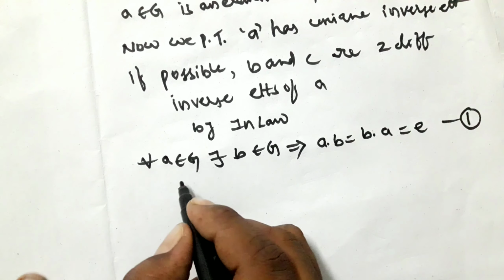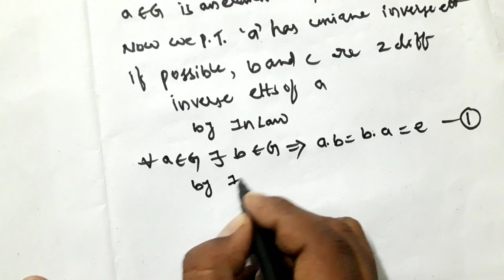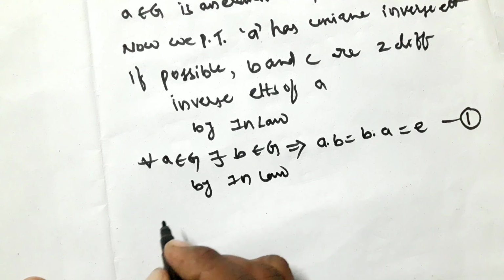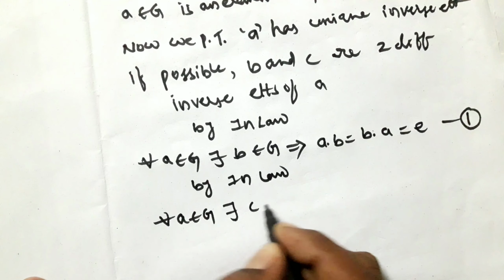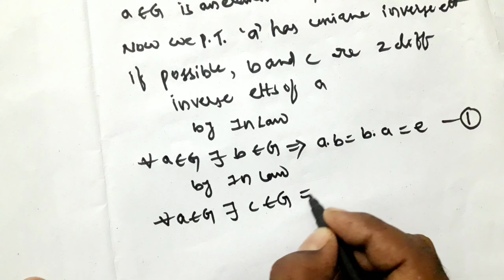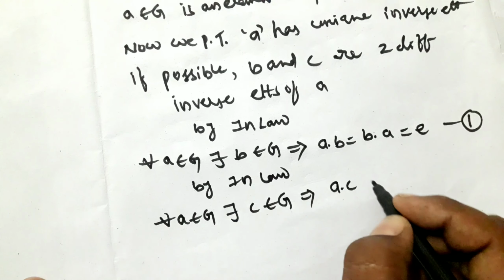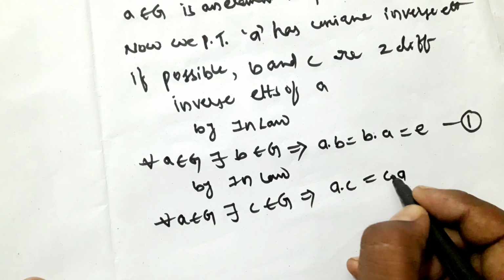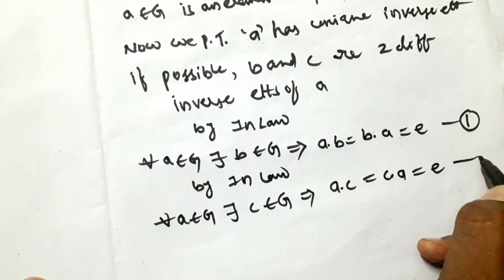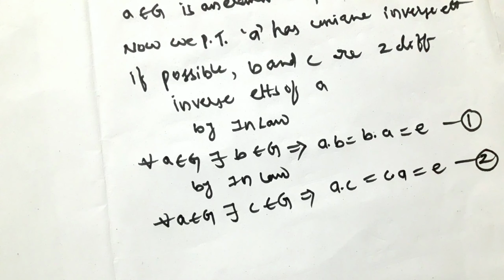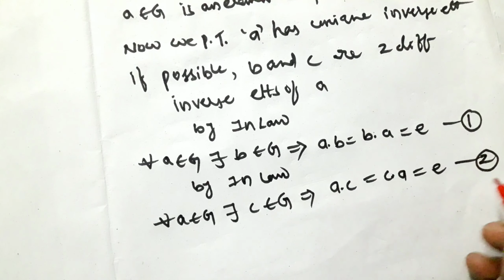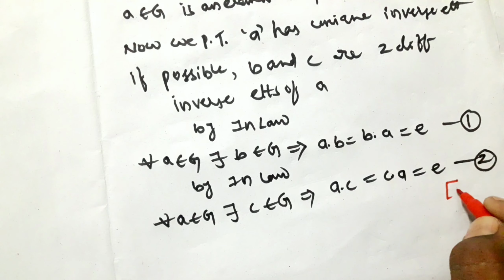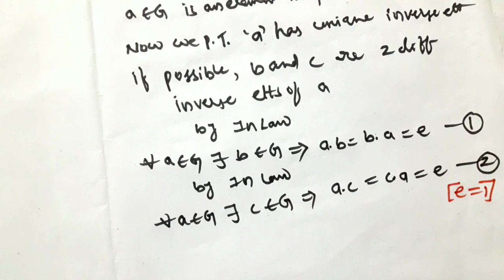In the same way, c is also an inverse element of a. So for all a belongs to G, there exists c belongs to G. That implies a dot c equals c dot a equals e, which is equation 2. Here dot is the binary operation. So always remember, if dot is a binary operation, the identity element is always equal to 1.